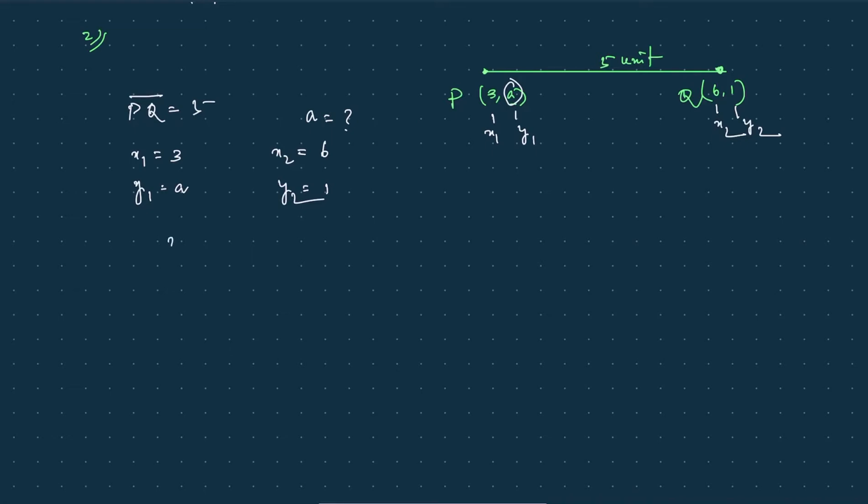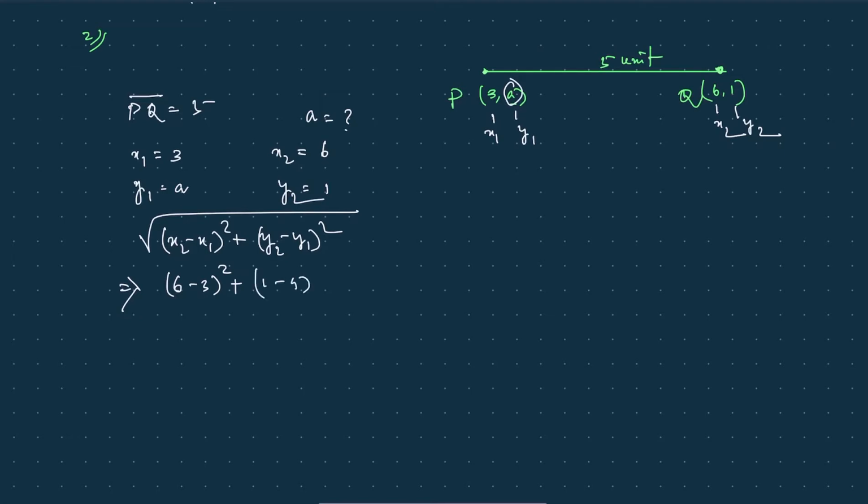The distance formula is the square root of (x2 minus x1) whole square plus (y2 minus y1) whole square. Okay. Now, from this formula, we can say that (6 minus 3) whole square plus (1 minus a) whole square. So what is 6 minus 3? 6 minus 3 is equal to 3. So 3 square plus (1 minus a) whole square.